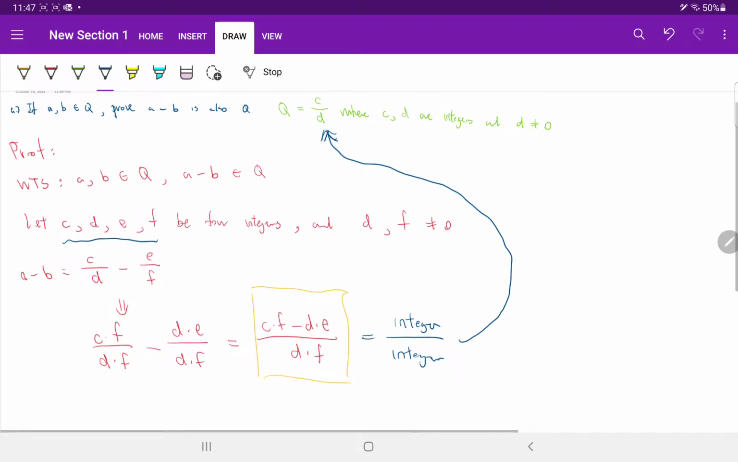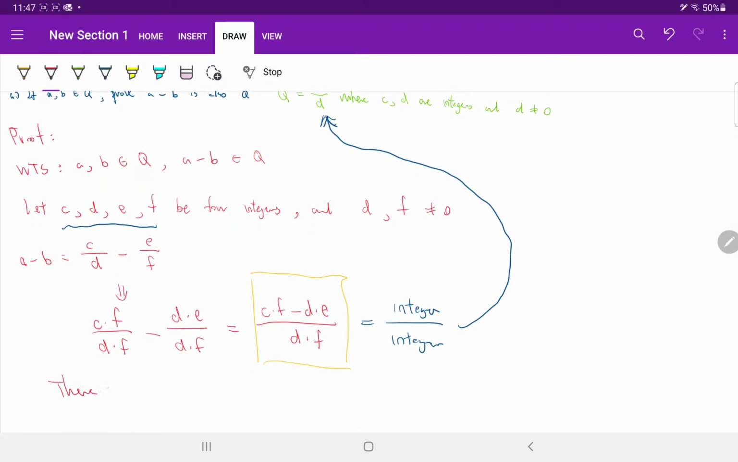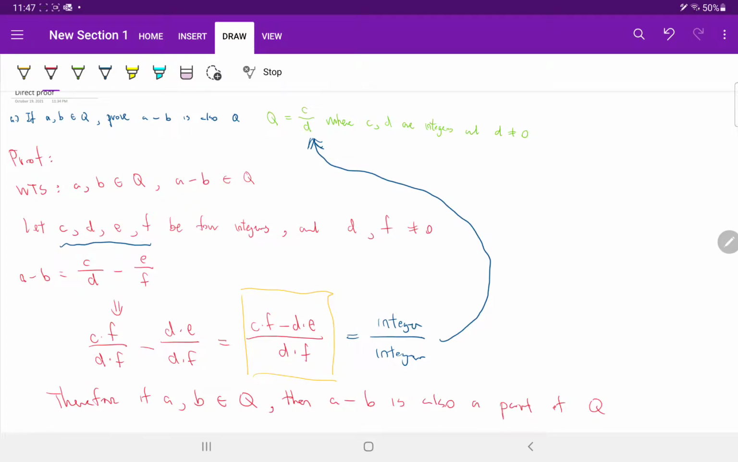So therefore, you will write: therefore, if A, B are elements of the rational numbers, then A minus B is also a part of Q, which is the rational numbers. So therefore I just proved the following proof.